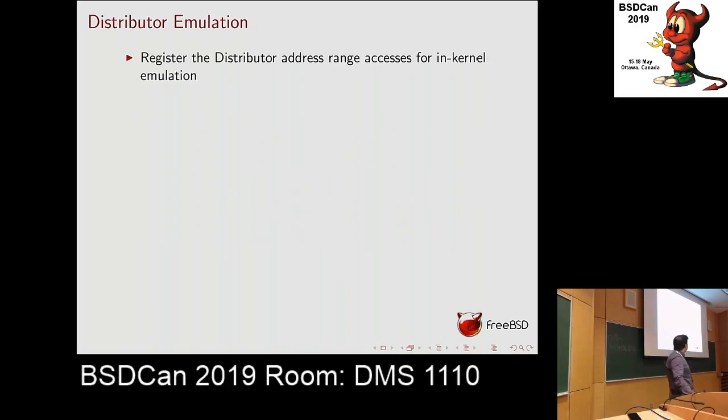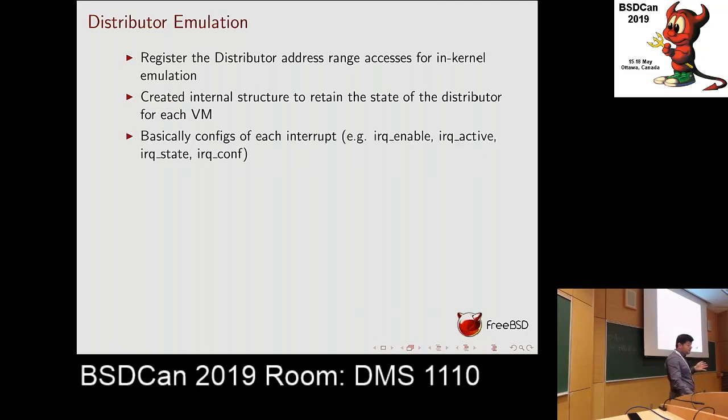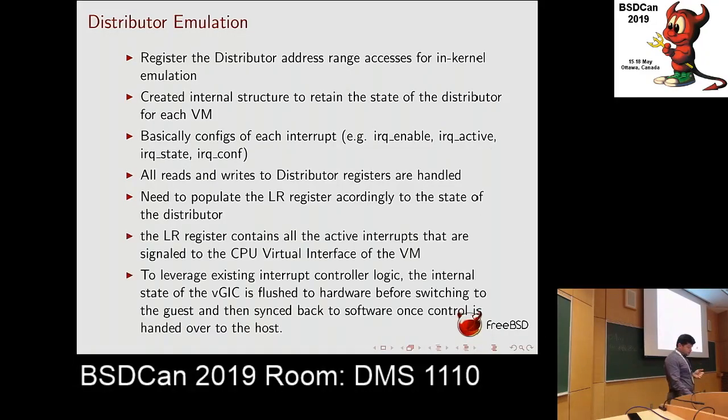So how have we done the distributor emulation? We basically registered the distributor address range for internal emulation. Every access to those addresses was faulting and returning to bhyve, and bhyve knew that they had to be emulated. We created some internal structures in the hypervisor to keep the state of the distributor: basically, the configs for each interrupt, the enable and active states, so everything related to the distributor. According to the structures, we need to populate the LR registers, as I told you earlier. And to leverage the existing interrupt controller logic, the internal state of the virtual GIC was synchronized whenever we were returning to the guest and back.